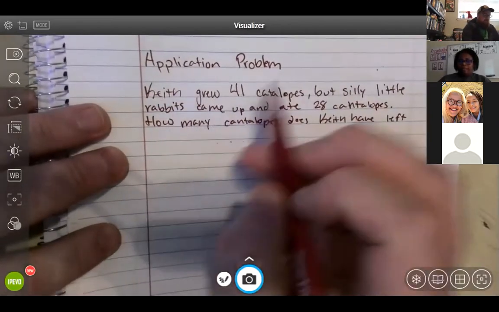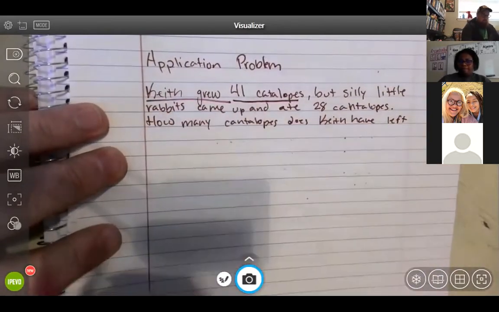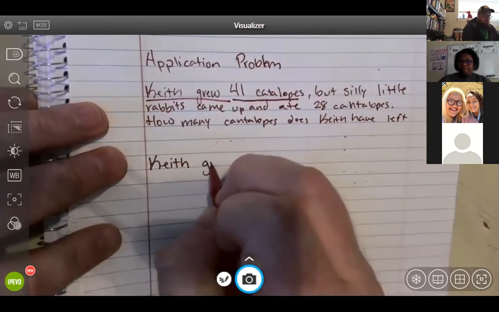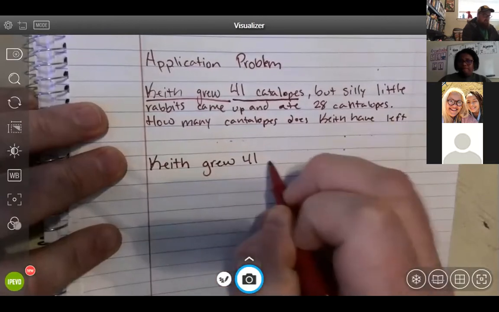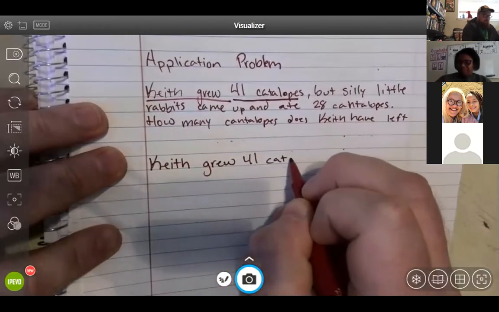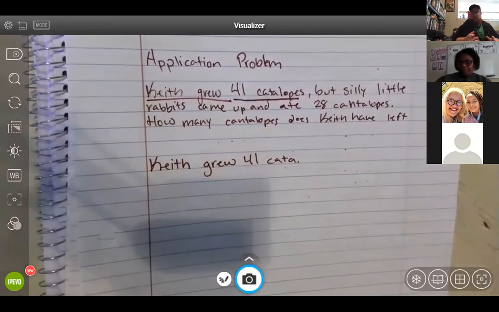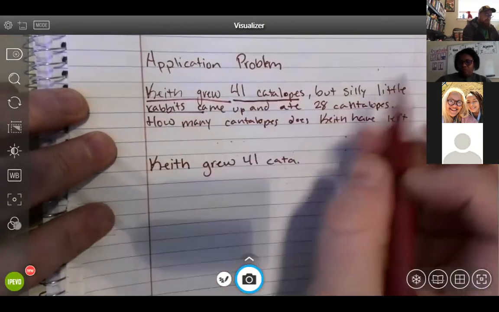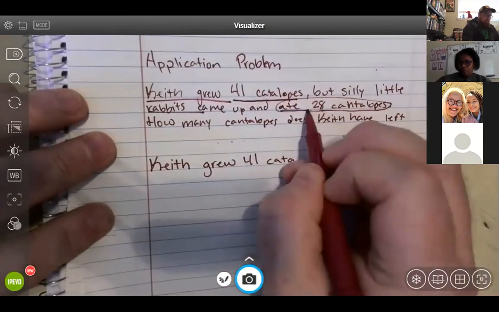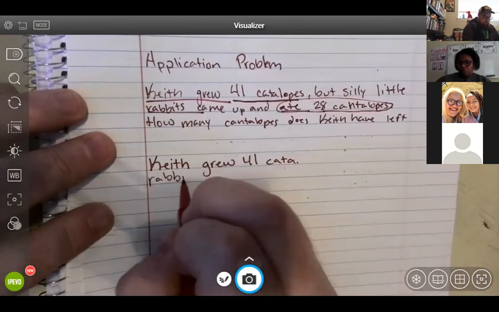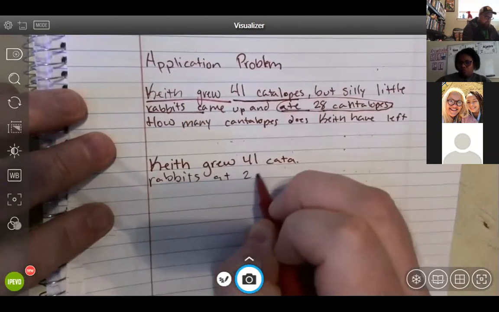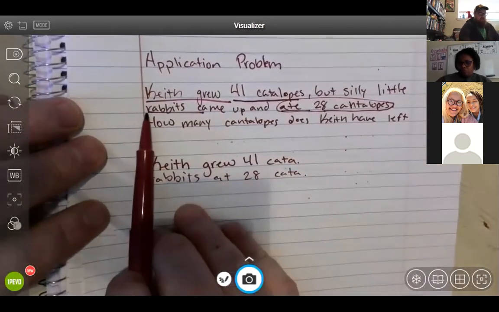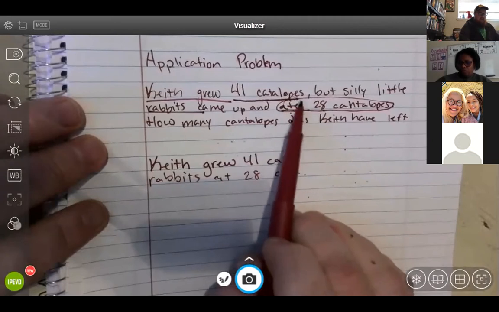From this moment on, I'm going to go ahead and work this problem out. The first thing we need to know is the 41 cantaloupes that Keith grew, right? So we always underline it, we can circle it, and then we're going to pull it out. We pull it out so we understand what's going on, and we see the information from the problem. And then my next bit I'm pulling out is that the rabbits came up and ate 28 of them.